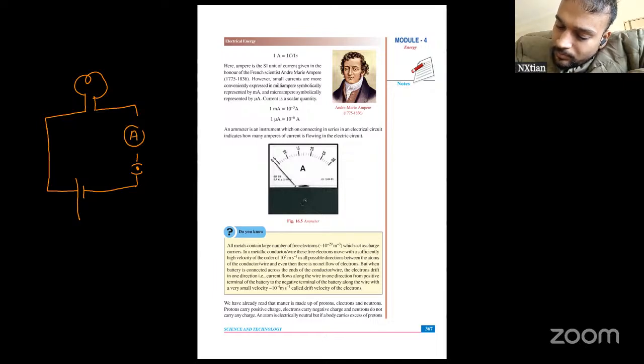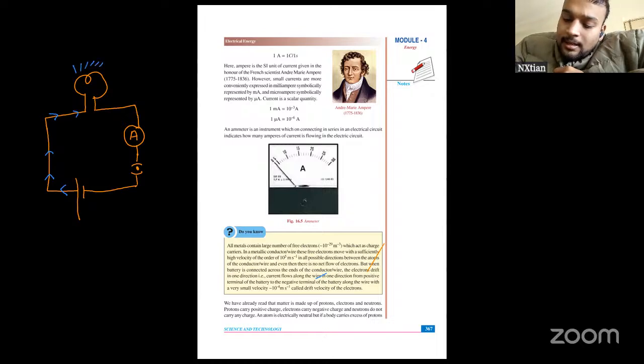Okay. Now, remember this thing, some of the tricks I'm saying. The battery allows electricity to pass. Electricity emerges from the positive terminal, makes the electric current flow through the bulb, and the bulb will glow, and it will go through this A.